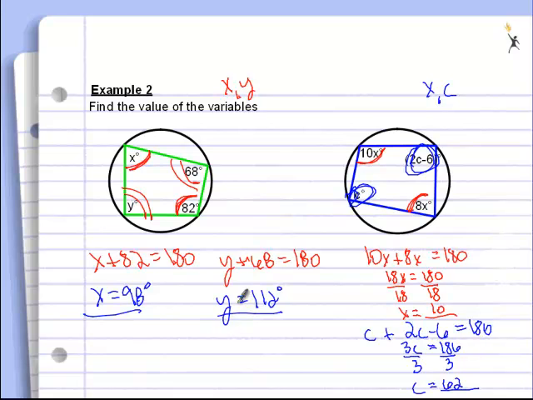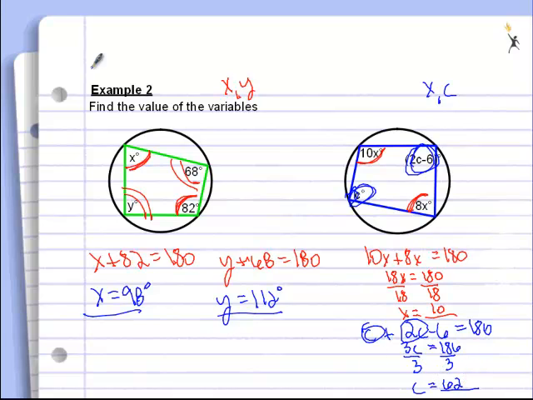Hopefully you had enough time to solve for both x and c in our second problem. And you can see my work here. To solve for x, I combined my like terms. 10x and 8x gives me 18x. Then when I divide both sides by 18, I get x equals 10. To solve for c, I do the exact same thing. I combine my like terms. c plus 2c gives me 3c. And I actually moved 6 to the other side by adding 6 to both sides. That's how I got 186. When you divide both sides by 3, you get c equals 62.